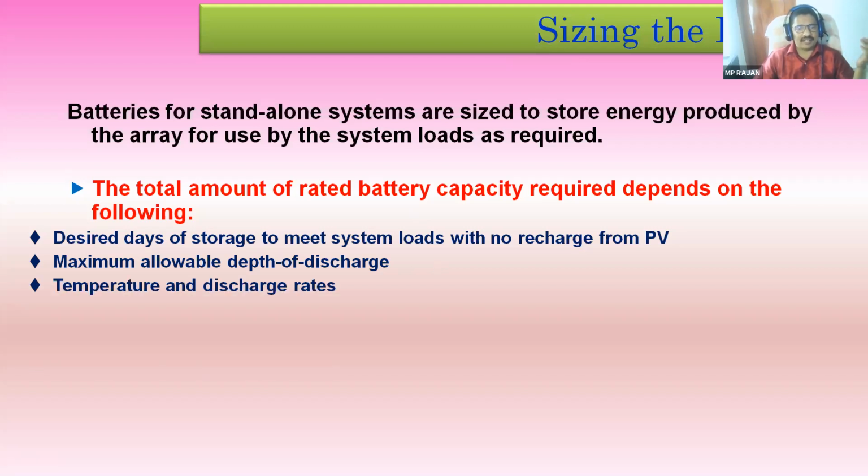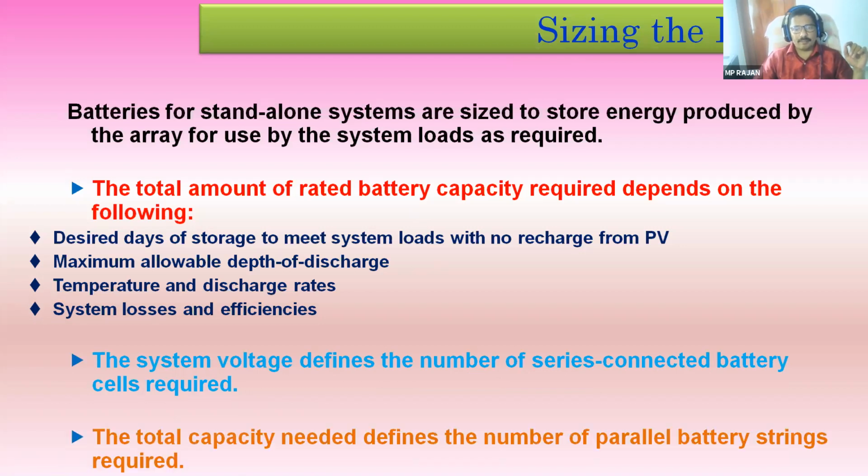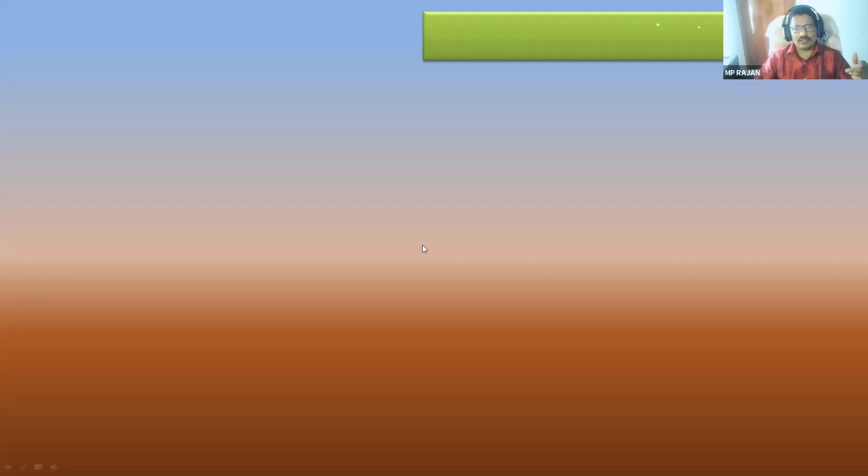Temperature and discharge rate. What is the rate of discharge? What is the temperature effect, and the system losses and efficiency. So all these things we have to consider while we are selecting the battery. At the end of this class, we'll do a sample calculation, so you'll be able to understand how to design all these things.